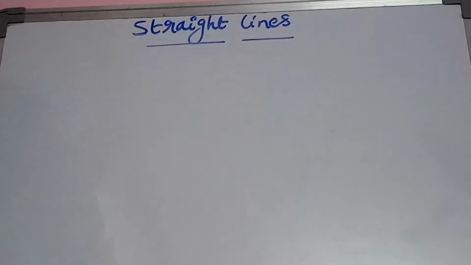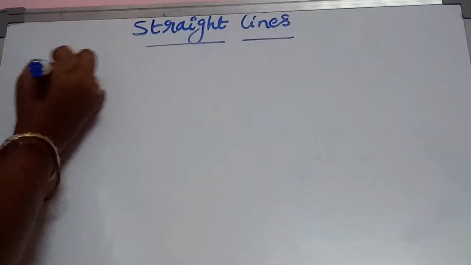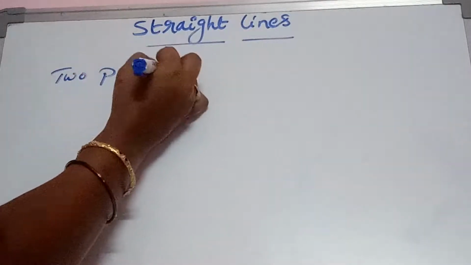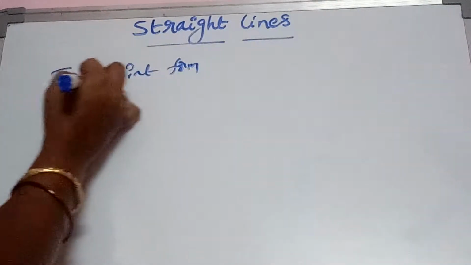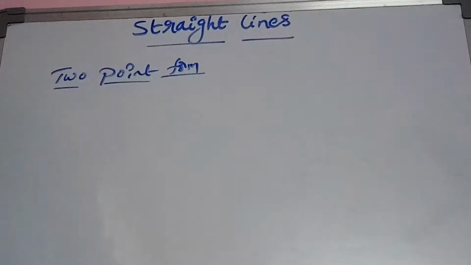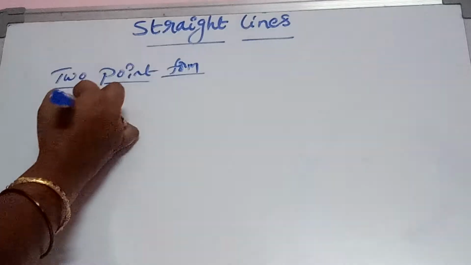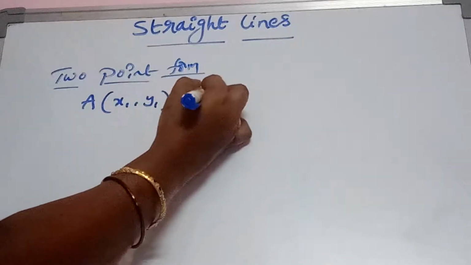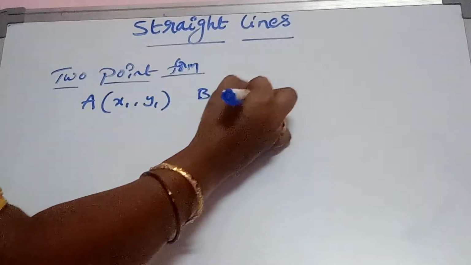Next form of a straight line is two-point form. In this type of problem, we are given two points and we have to find the equation of the straight line. First of all, we take A as a point (x1, y1) and B as another point (x2, y2).